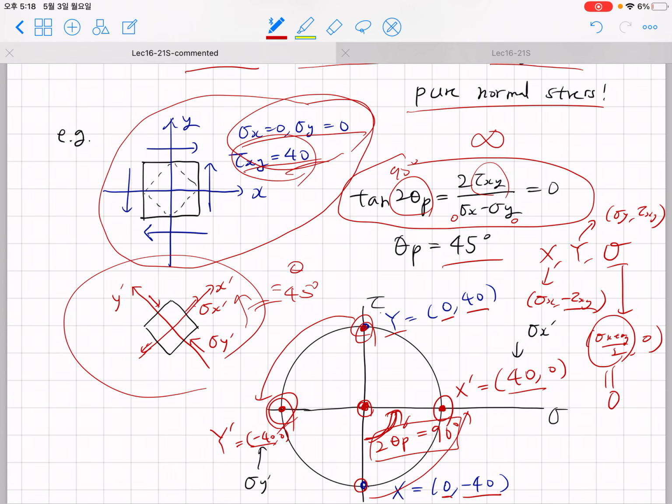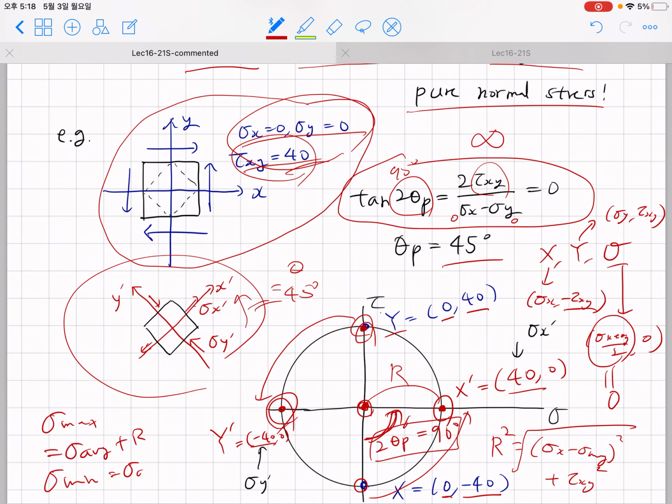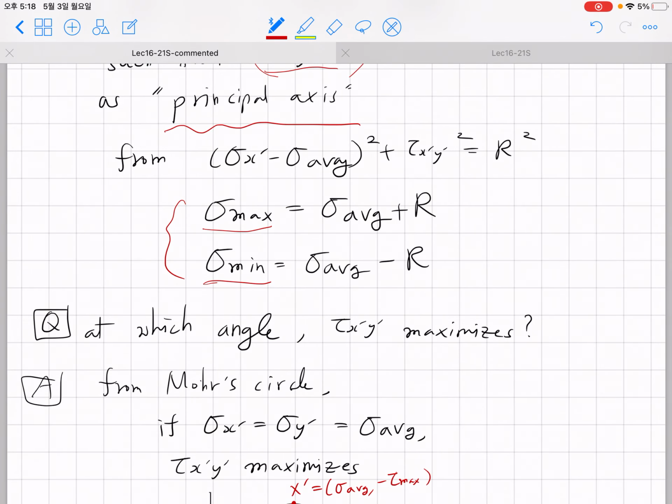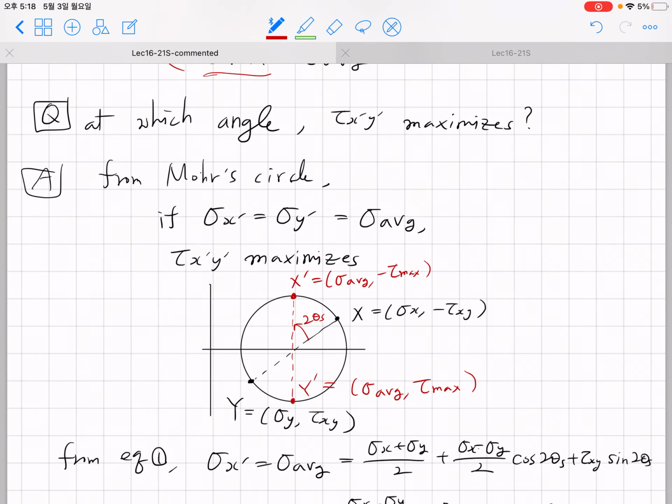And simply, r squared, the radius of the Mohr circle, is given as this guy plus this guy, squared. Okay, so if you know the radius of the Mohr circle, then the maximum should be sigma average plus r, and the minimum will be sigma average minus r. So with this, you can also quite easily obtain the maximum and minimum normal stress at the principal axis.